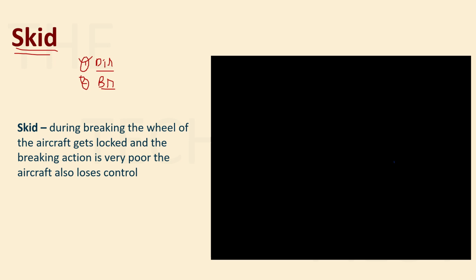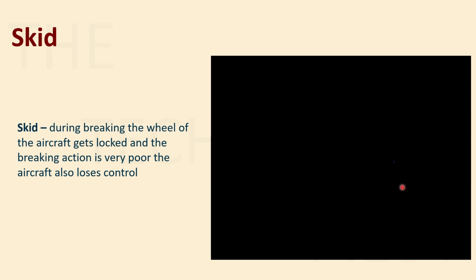The second thing that will happen is you will lose your braking efficiency by a lot. Okay, so if something is skidding, it means your braking efficiency has reduced by a lot. So you won't stop in a smaller amount of runway, right? If you are skidding. Okay, so during braking, the wheel of the aircraft gets locked. Okay, and the braking action is very poor, as I said, and the aircraft also loses control. So the first thing, the directional control is lost. You lose the control of the aircraft. You're not able to control whether it goes left or right. And the second thing is your braking action is poor. You're not able to stop in a small amount of runway, right?